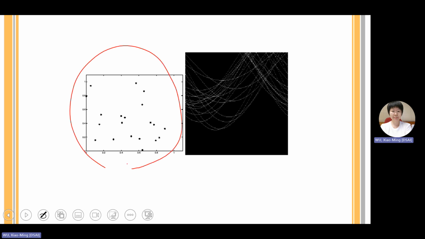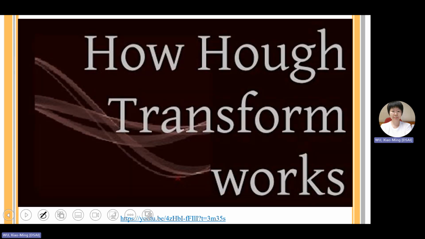For this case, because these points are randomly distributed and do not belong to the same line, in the rho theta space you can see they do not intersect at one point. There is no clear pattern with regard to the intersections.